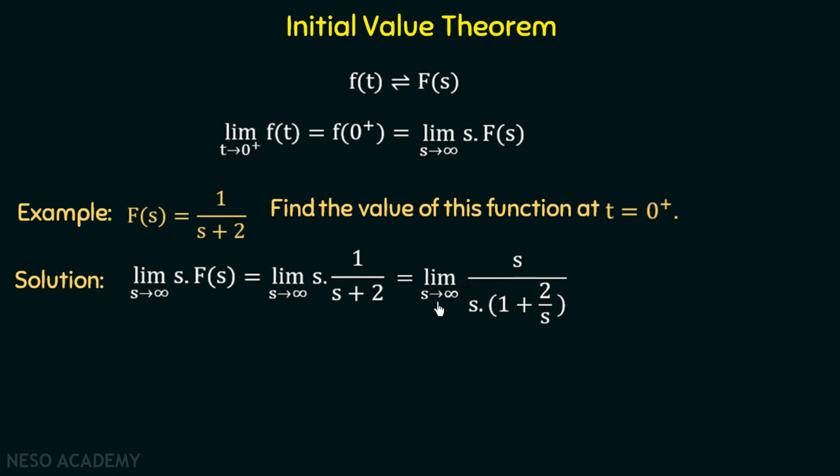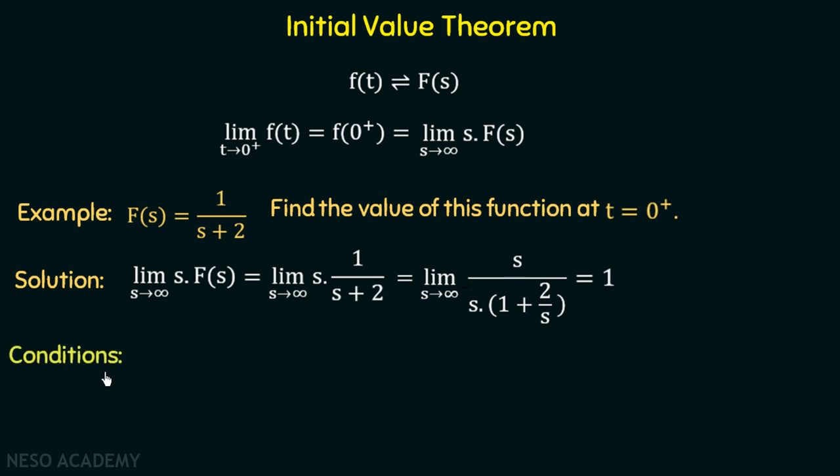And if we take the limit s tending to infinity, then we will have 2 over infinity in this term and it will be equal to 0. So we will have the limit equal to 1. So the initial value of this function is equal to 1, and we have calculated this by the use of initial value theorem. So now we are done with the discussion on initial value theorem. We will now discuss the conditions.